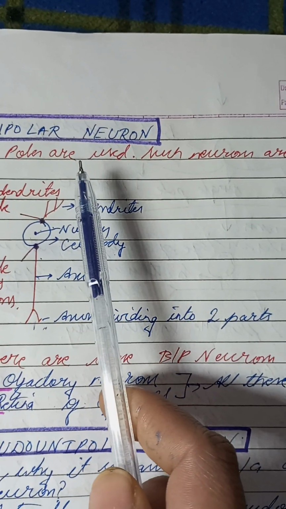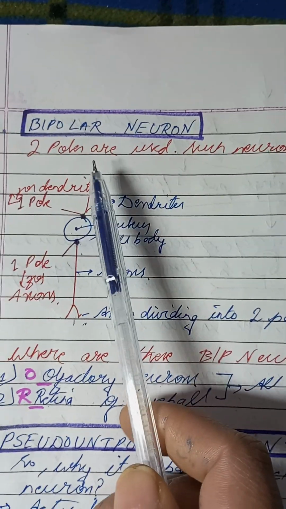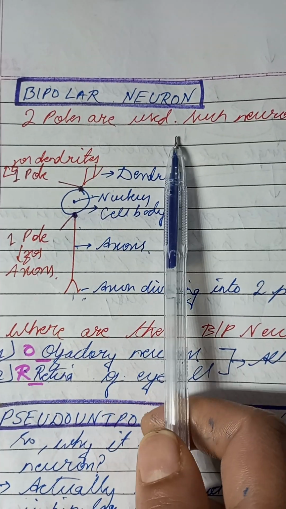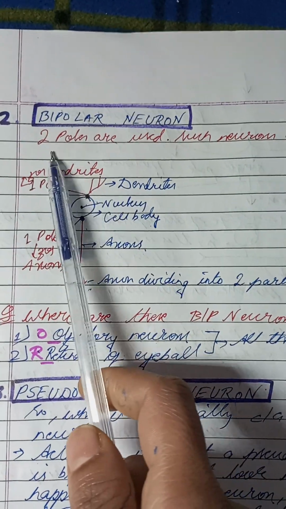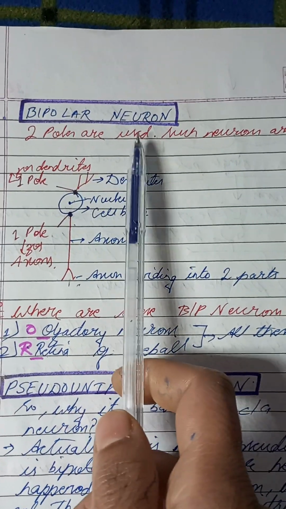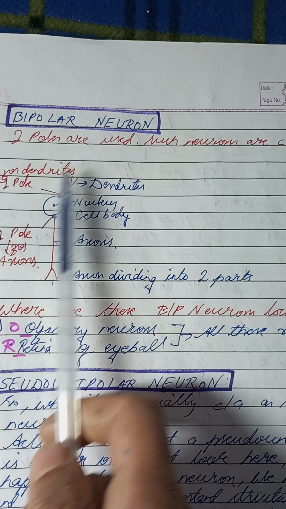So before we talk about the multipolar neurons, now we're talking about the bipolar neurons. What are bipolar neurons? When two poles are used, such neurons are called bipolar neurons.